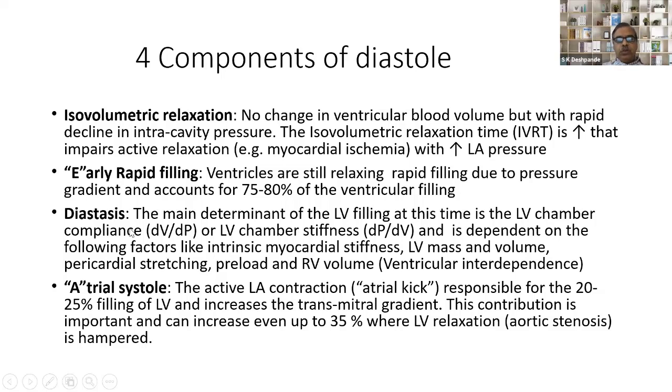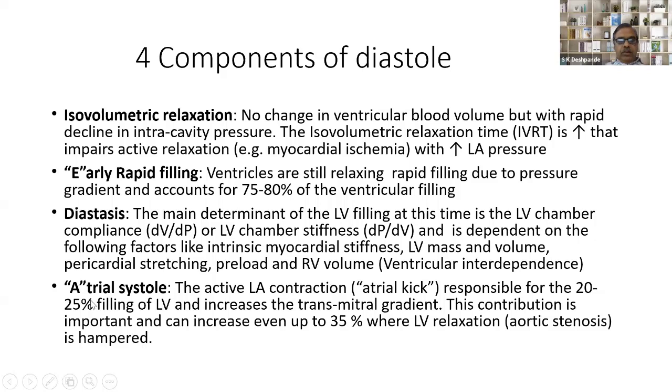Diastasis involves a very minimal amount of blood, and this depends upon the compliance or the left ventricular stiffness. It also depends upon the left ventricular mass, the myocardial stiffness, and what is outside the ventricle: the pericardium and pericardial stretching. The right ventricle also plays a role when there is right ventricular hypertension. In ventricular interdependence, the septum gets shifted to the left ventricle.